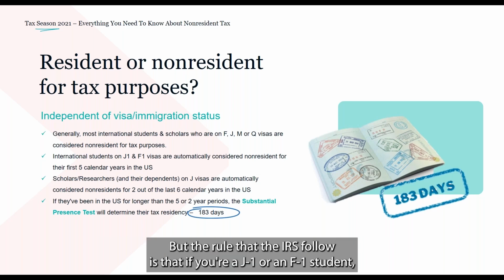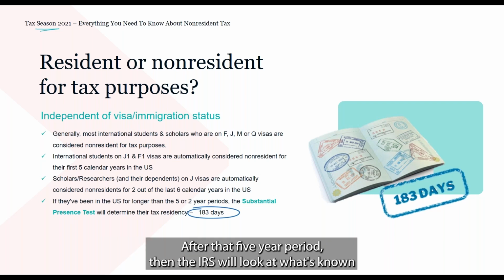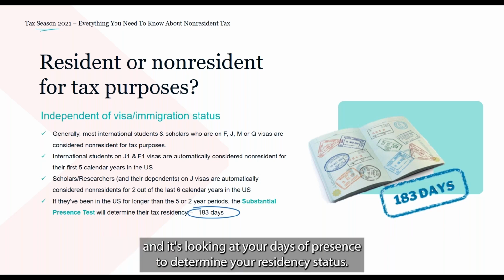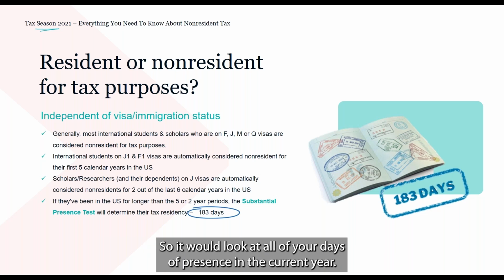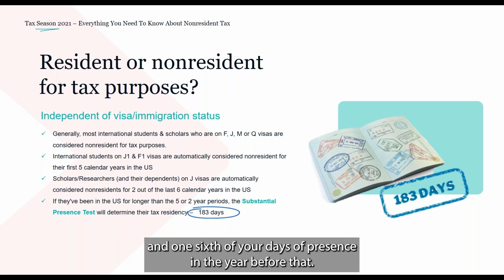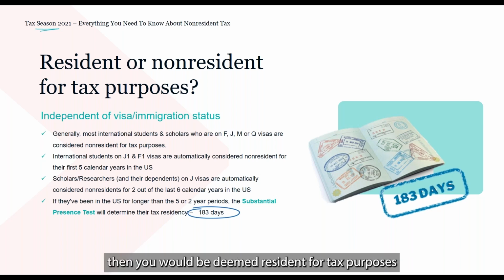But the rule that the IRS follow is that if you're a J1 or an F1 student, generally you're considered non-resident for the first 5 calendar years here in the US. After that 5-year period, the IRS will look at what's known as the substantial presence test. The substantial presence test is essentially looking back over the previous 3 years, at your days of presence to determine your residency status. It would look at all of your days of presence in the current year, take 1/3 of your days of presence in the year before that, and 1/6 of your days of presence in the year before that. And if that totals to 183 days or more, then you would be deemed resident for tax purposes.